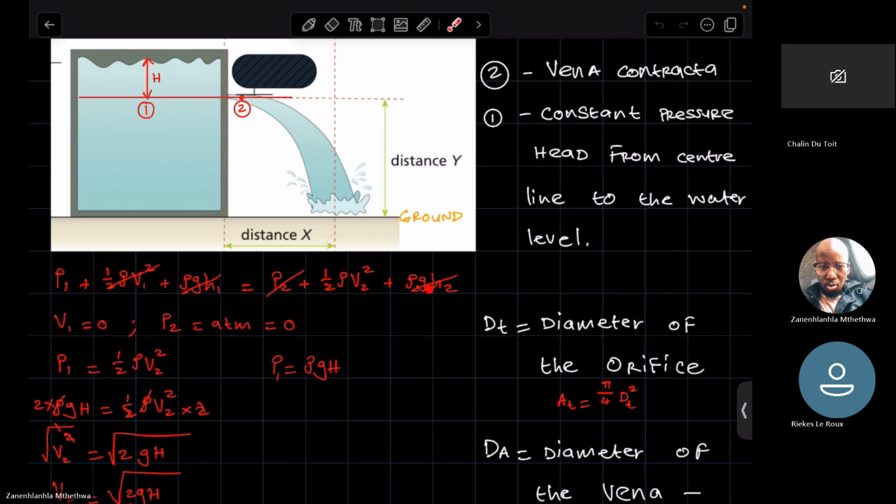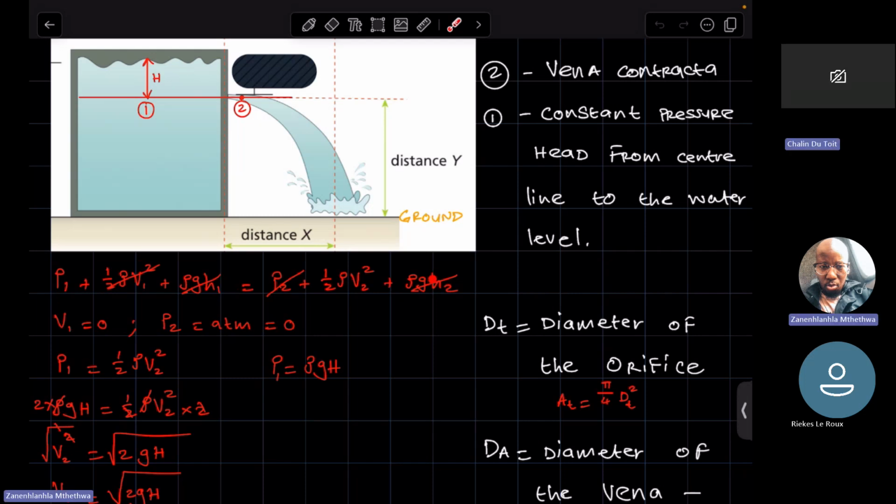Right? So you have P1 plus the kinetic energy at point 1 and the potential energy at point 1. And then you get the same for point 2. Right? P2, the kinetic energy as well as the potential energy at point 2.